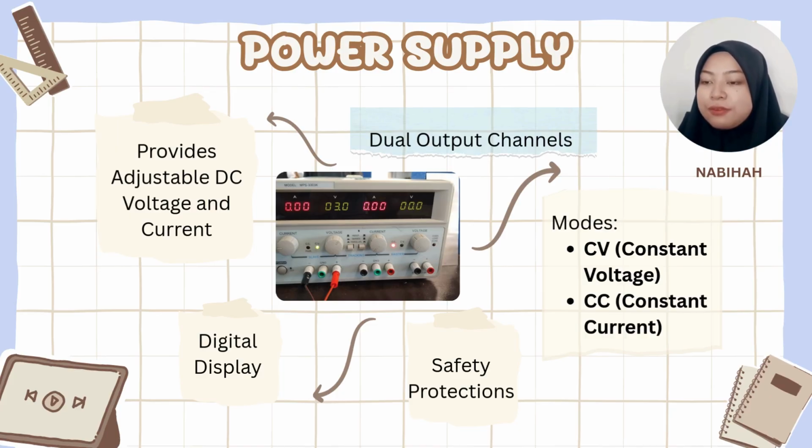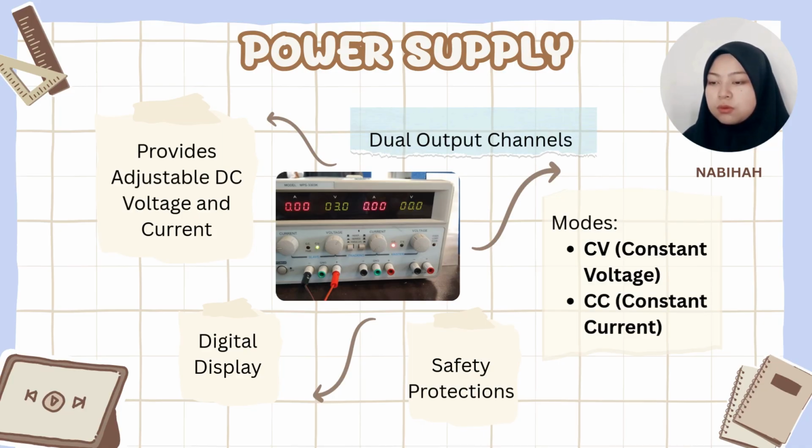The fourth is CV, constant voltage, which maintains a set voltage regardless of the load used when a fixed voltage is needed. CC, constant current, maintains a set current and the voltage adjusts as needed, used to limit current to protect the device. Lastly, safety protection. Built-in overload and short circuit protection keeps connected devices safe.